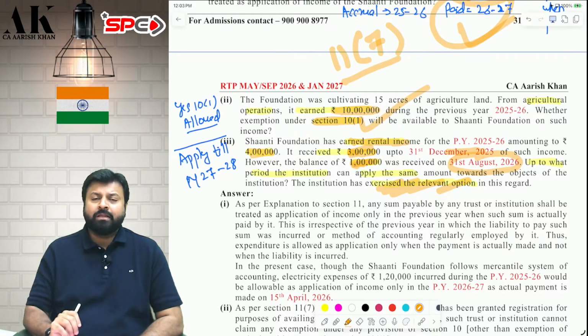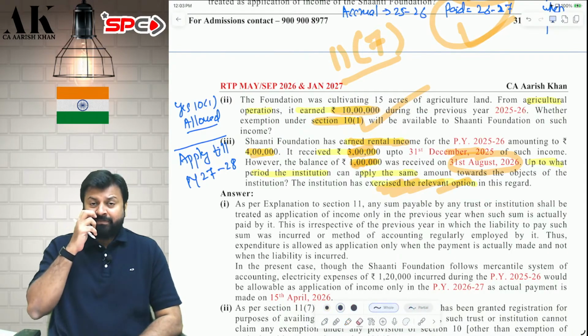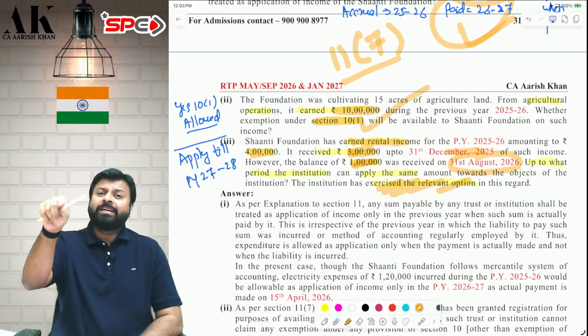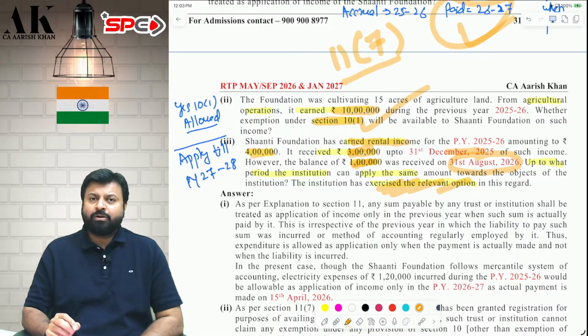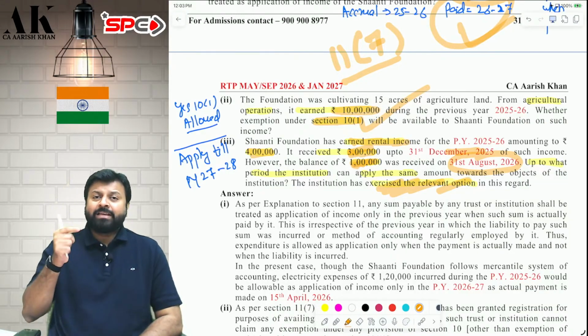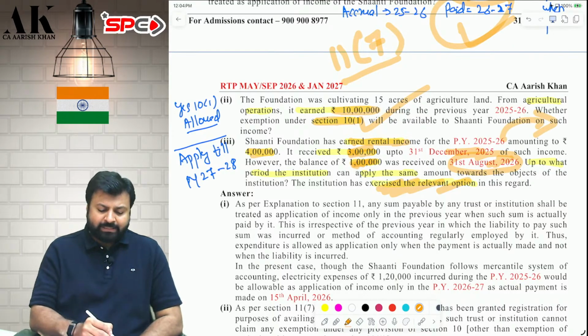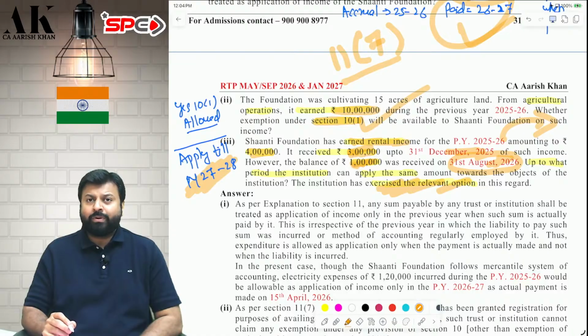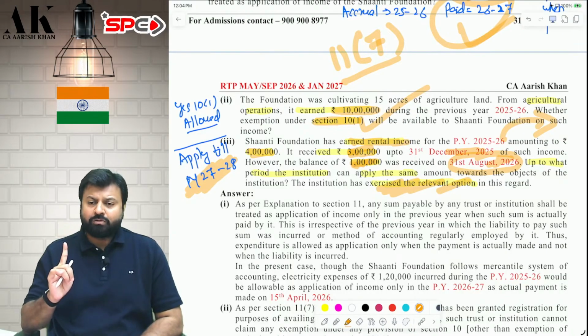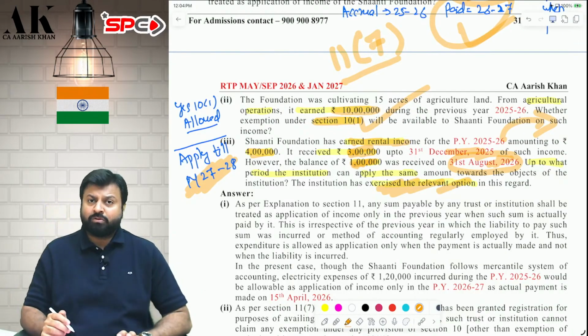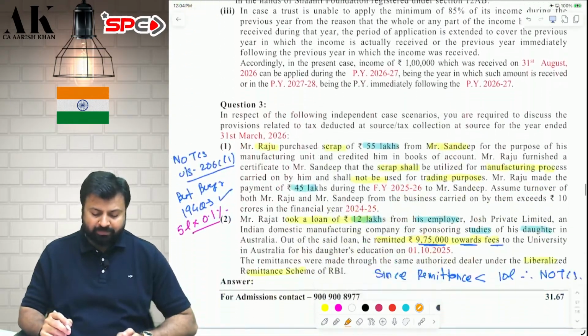Now what is your duty? Your duty is to apply by 31st March 2027, or with 1 year extra grace, by 31st March 2028. You should apply in the year of receipt or the year following the receipt. The year following the receipt is 2027-28. So you should apply till 31st March 2028. If you don't apply till 31st March 2028, it will be deemed income of 31st March 2028. I hope it is clear to all of you.